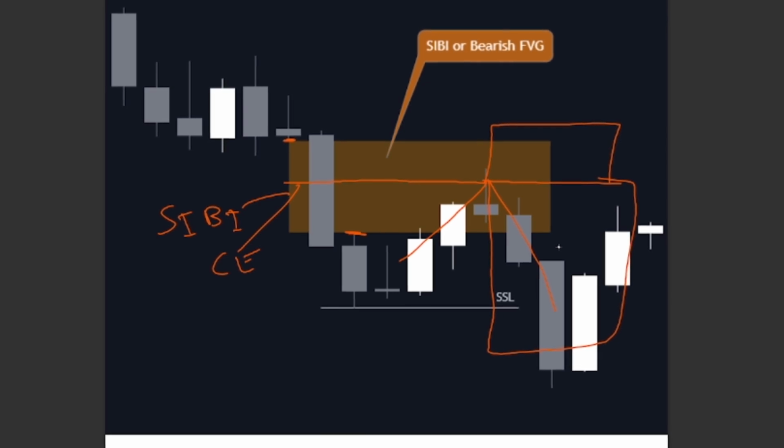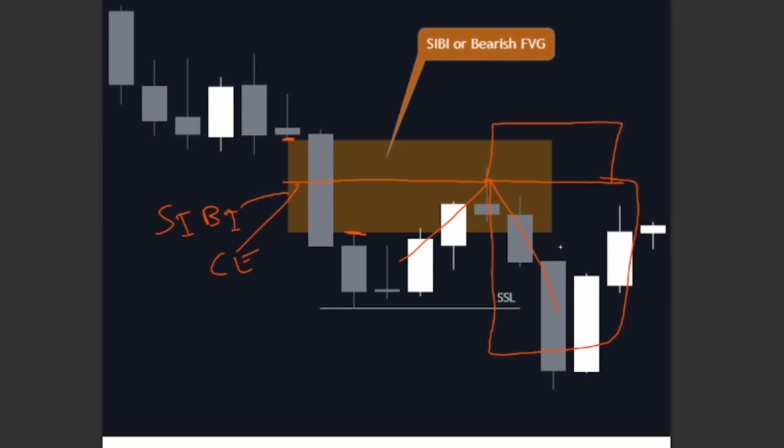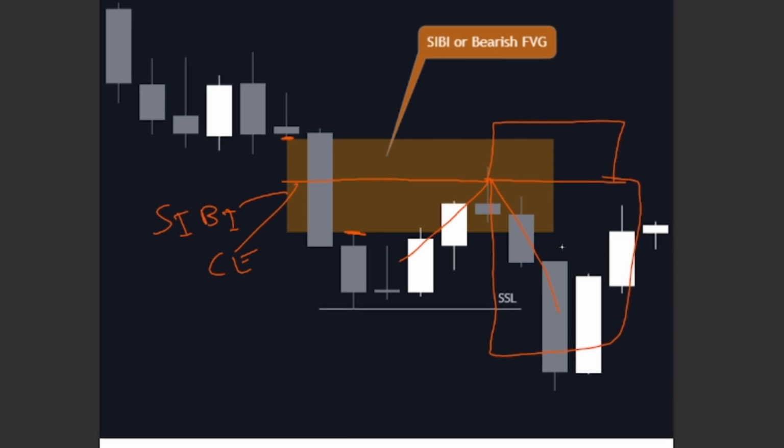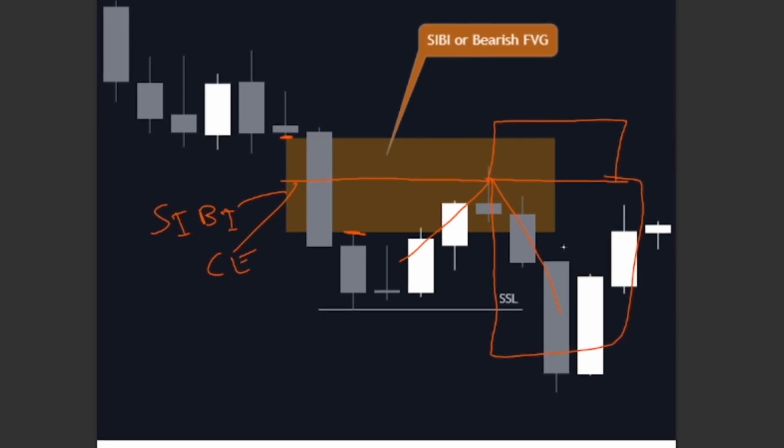I have also attached another example of SIBI and every fair value gap that we will cover in this video, so you can see it in your free time.